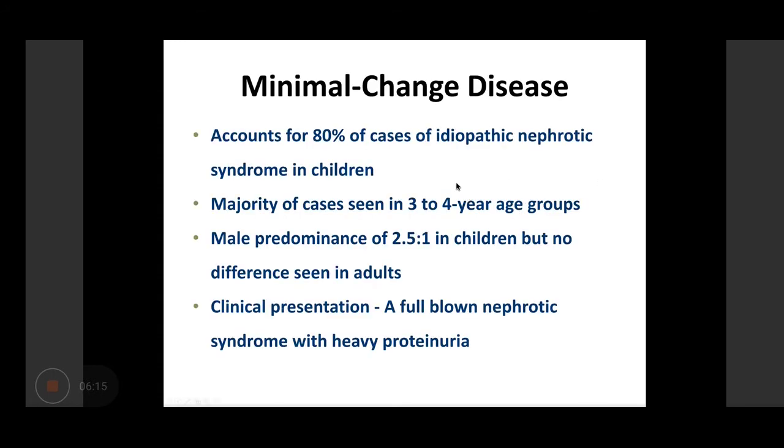Now the first disease which causes nephrotic syndrome, the commonest disease, is minimal change disease. The minimal change disease accounts for about 80% of all cases of idiopathic nephrotic syndrome in children, where it is commonly seen in the 3 to 4 years age. In children, there is a male predominance to the tune of 2.5 to 1. A similar male predominance is also seen in minimal change disease when it develops in adults.